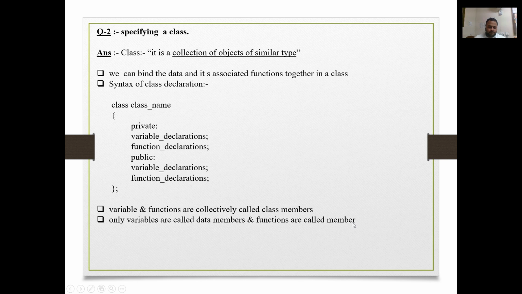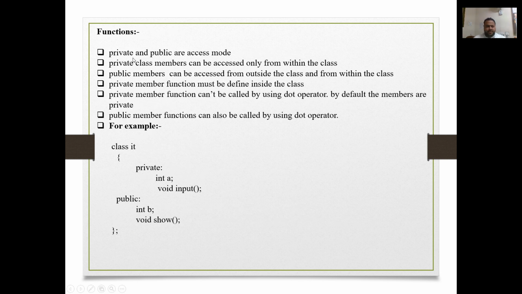Private and public are access modes of a particular class. Private class members can be accessed only from within a class. Public members can be accessed from outside the class, and from within a class also. Private member function must be defined inside the class. Private member function can't be called by using the dot operator. By default, the members are private. Public member function can also be called by the dot operator. So you can use public data members by using the dot operator.